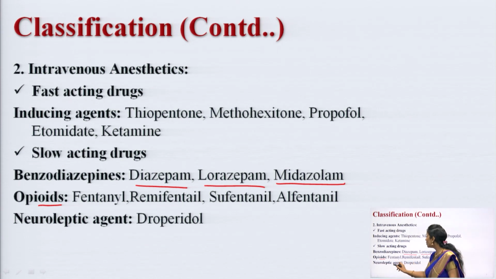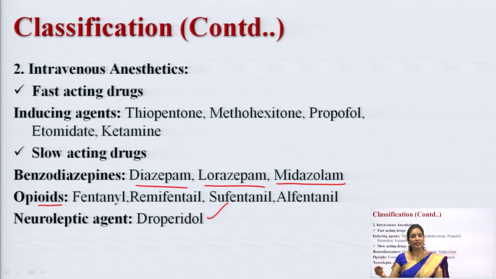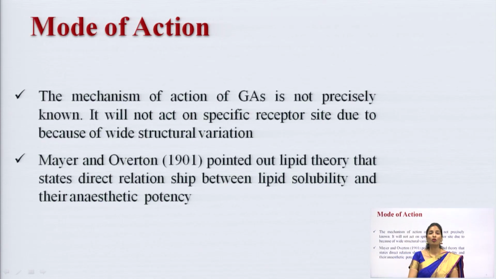And what about the neuroleptic agent? Droperidol is a neuroleptic drug which shows its action slowly and falls under the intravenous anesthetics. All these are the drugs which you can administer by the intravenous route. The intravenous route has been classified into fast acting and slow acting. In fast acting you can see the inducing agents, in slow acting you can see the benzodiazepines, opioids and neuroleptic drugs. Now we will see the mode of action.